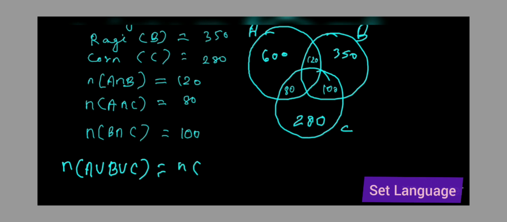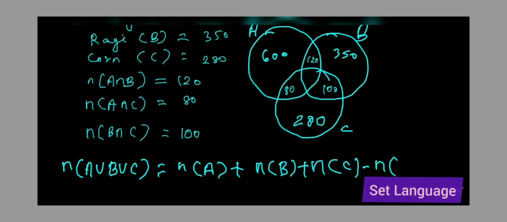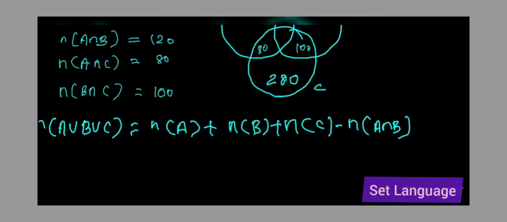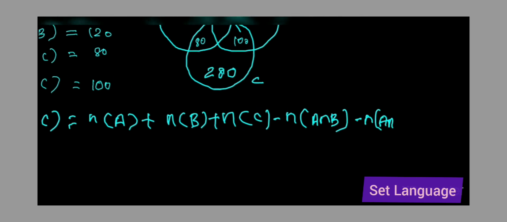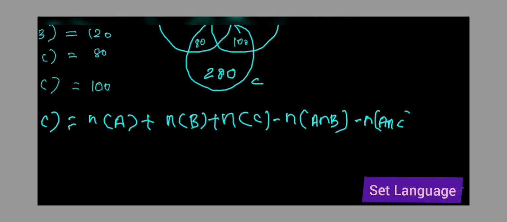So the formula for that is n(A union B union C) is equal to n(A) plus n(B) plus n(C) minus n(A intersection B) minus n(A intersection C) minus n(B intersection C) plus n(A intersection B intersection C).